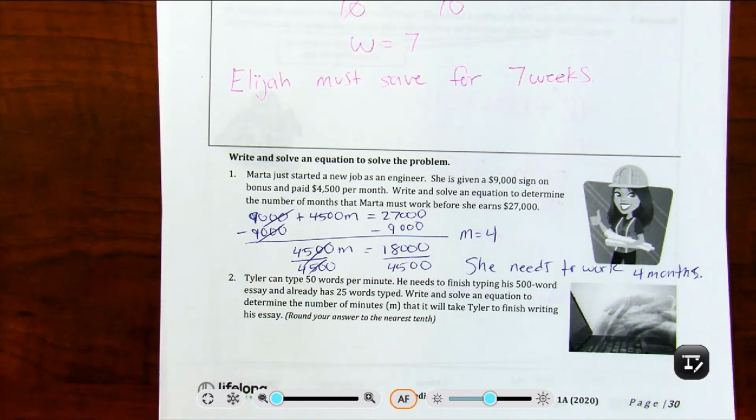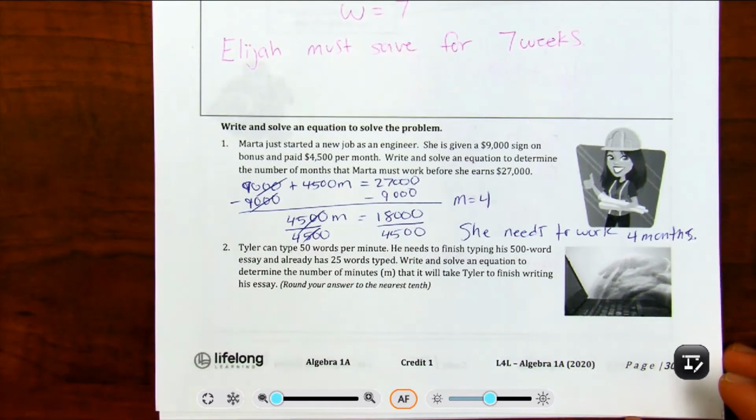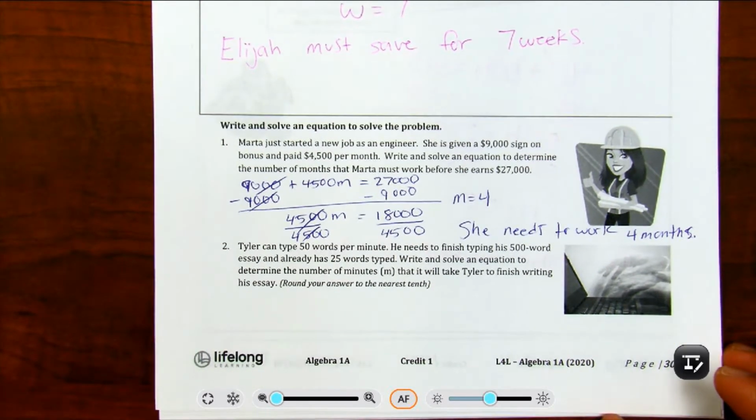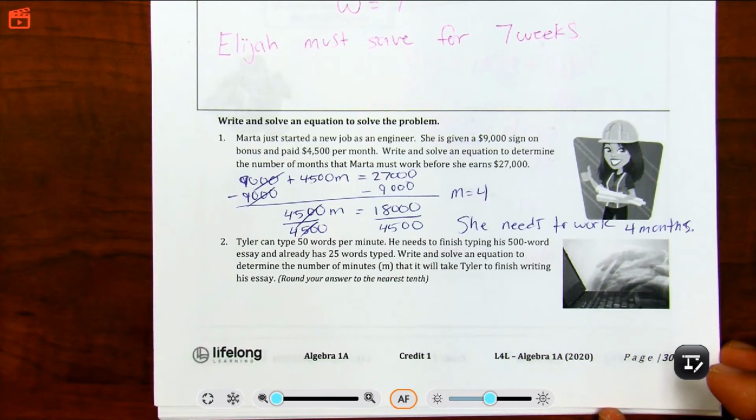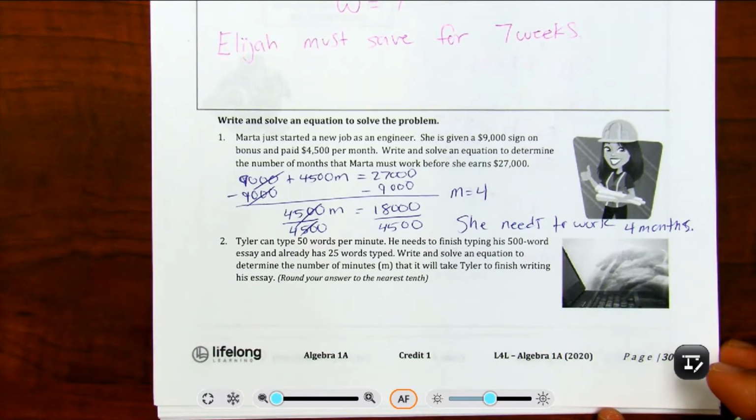So the next part is Tyler can type 50 words per minute. He needs to finish typing his 500-word essay and already has 25 words typed. Write and solve an equation to determine the number of minutes that it will take Tyler to finish writing.